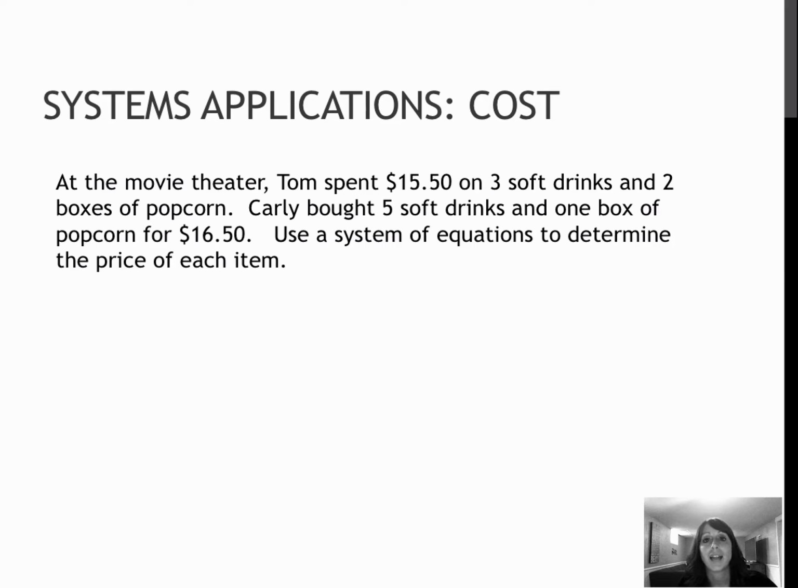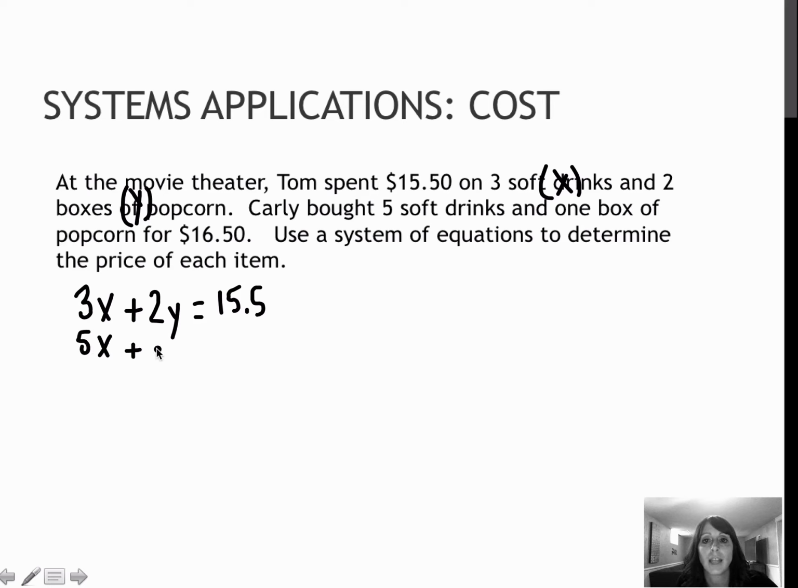This is very similar to the last question. I'm going to use x to represent soft drinks and y to represent boxes of popcorn. And so if Tom spent on 3 soft drinks and 2 boxes of popcorn $15.50, and Carly bought 5 soft drinks and 1 box of popcorn for $16.50, I now have to solve this system to find the cost per soft drink and the cost per box of popcorn.